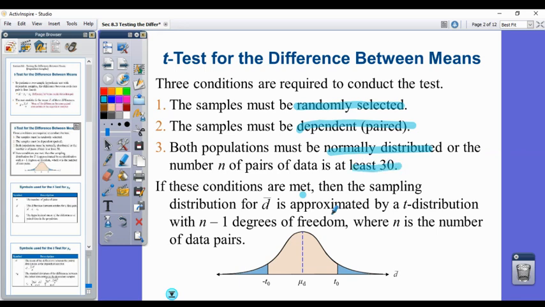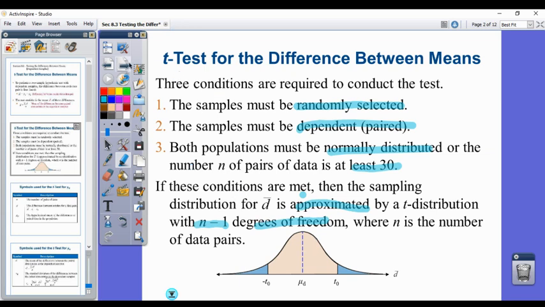Okay. And then if the conditions are not met, we can approximate D-bar. Okay, so we're still going to be able to do it. It just, we probably are going to have some errors. Okay, and then just like we were working with before, n-1 is your degrees of freedom.